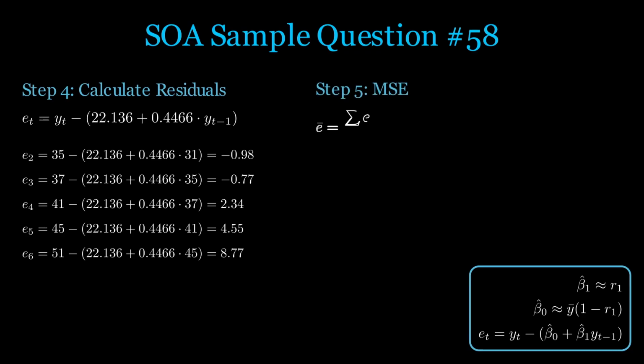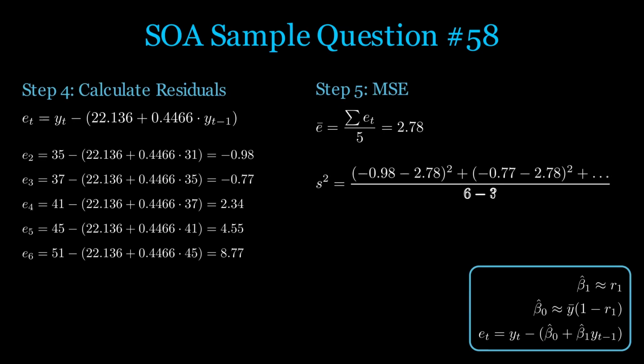Almost done. First, we find the average of those residuals we just calculated. It's about 2.78. Now we sum the squared differences from the mean and divide by 3. Crunch those numbers and voila! The mean squared error is approximately 22.